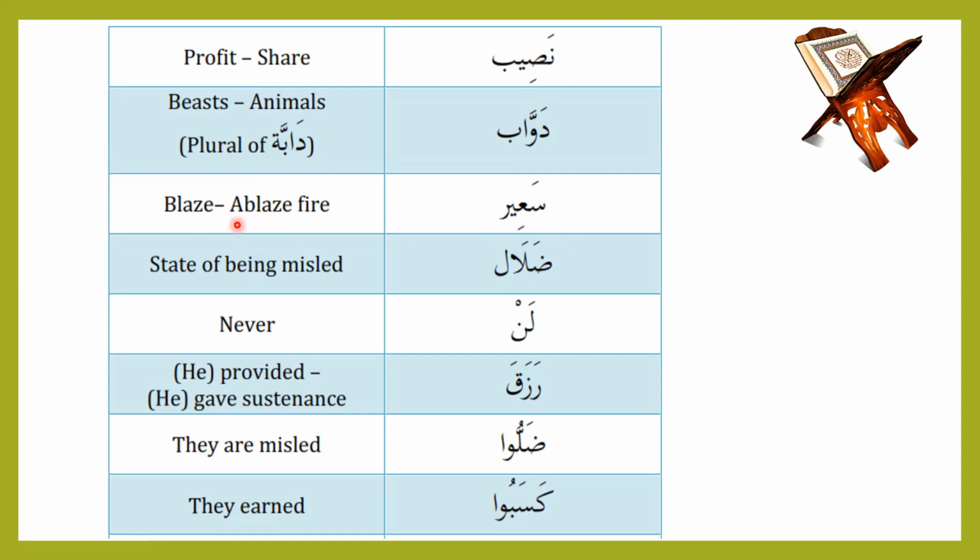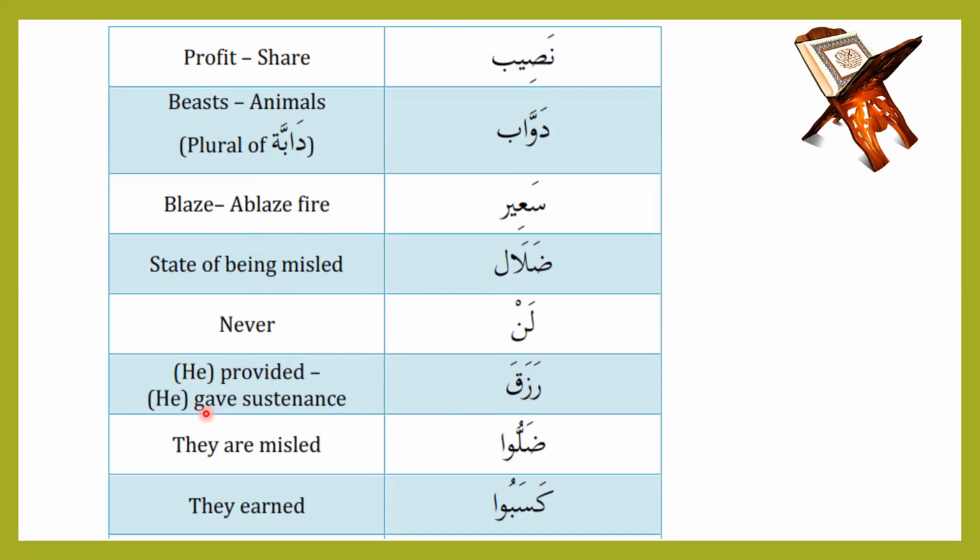Sa'ir is blaze or blaze fire. Dalal, state of being misled. Lan, never. So we had a whole discussion of grammar because of this lan. So lan is never, and what change does it make? You came to know that sometimes it brings fatha at the end, or sometimes it removes the alamat raf noon.